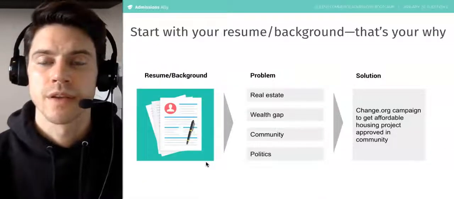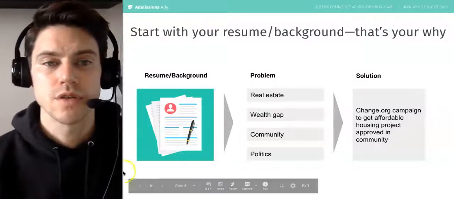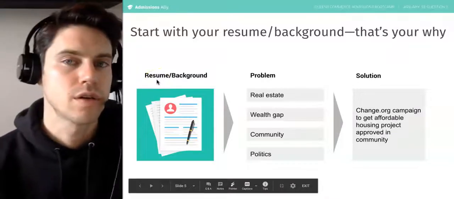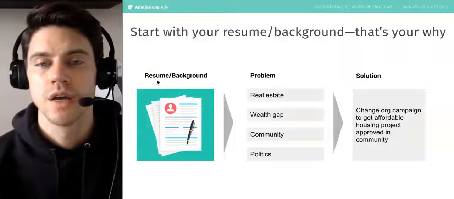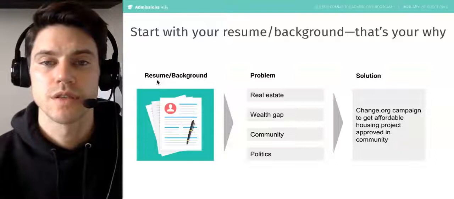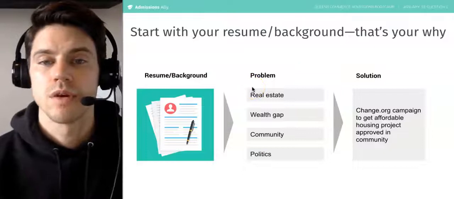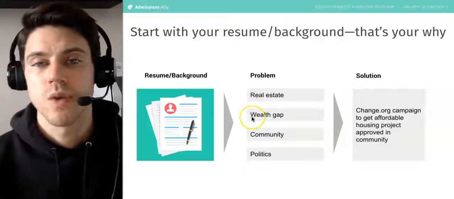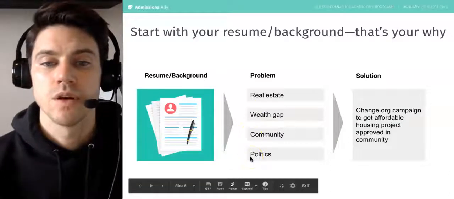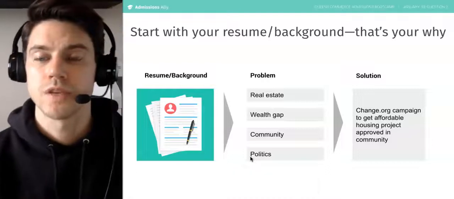So the way to figure out your why, or to figure out a great problem, is to first look at your resume, your background, or your student profile: all your extracurriculars, volunteer experiences, employment experiences, etc. See what those have in common, what problems you've seen or observed in each of those experiences. For instance, maybe you had an internship with a real estate company. Maybe you are really passionate about solving the wealth gap. Maybe you are really involved in your local community, and maybe you also participate in your student government or politics club at school.